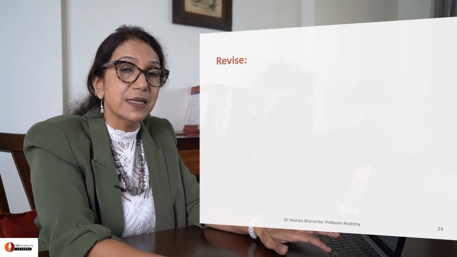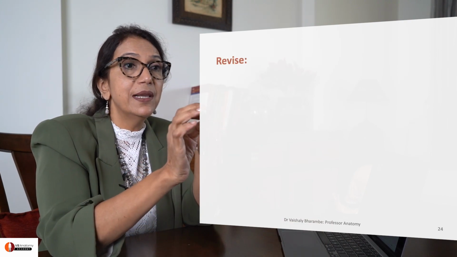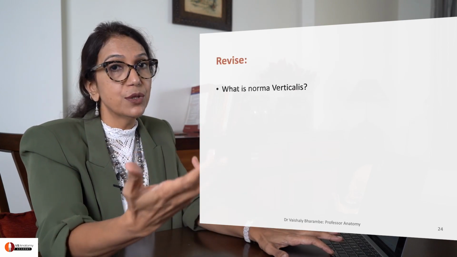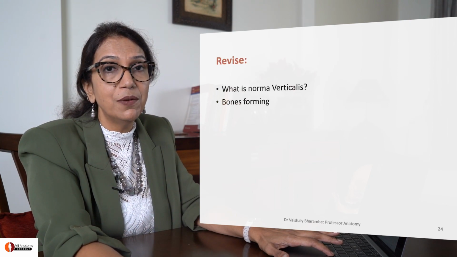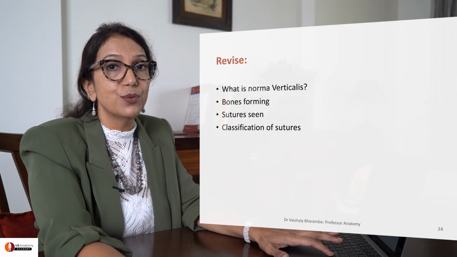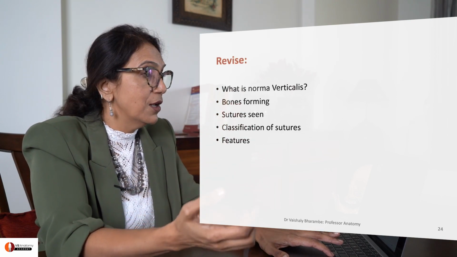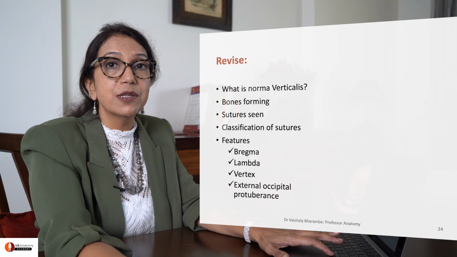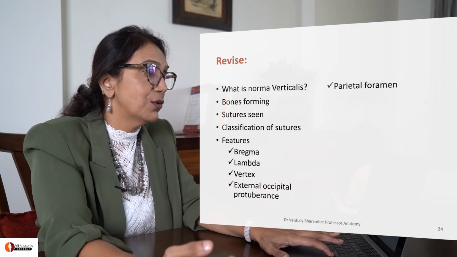Okay. Thus, we come to the end of our discussion on Norma Verticalis. Let's quickly revise what we have done. Okay. What we did was, we understood what Norma Verticalis was first. Then we spoke about the bones forming Norma Verticalis and the sutures seen. We discussed classification of sutures and then we talked about the features of the Norma Verticalis. What is Bregma? What is Lambda? What is vertex, external occipital protuberance? Parietal foramen, structures passing through it.